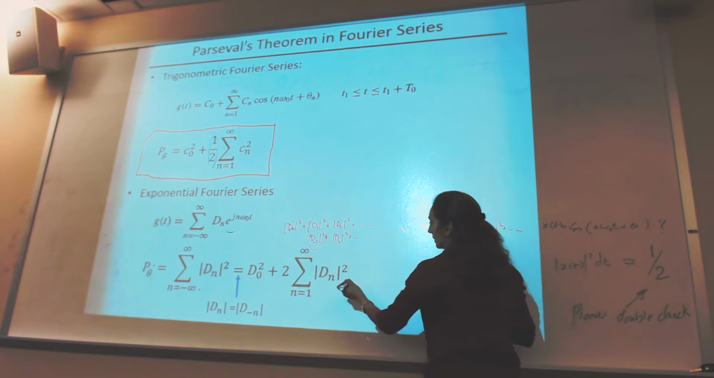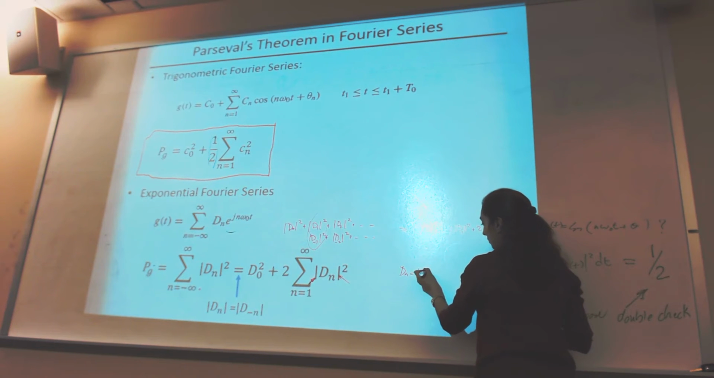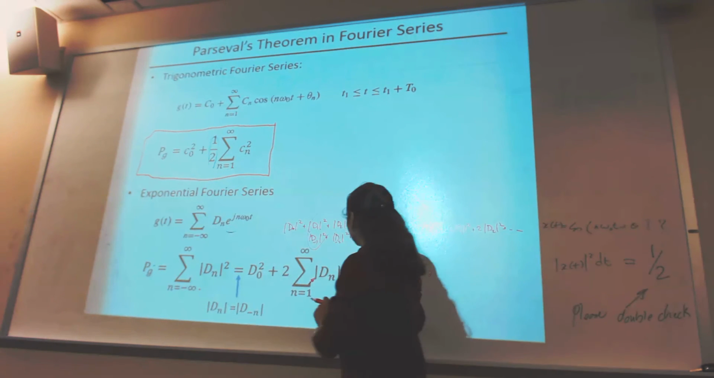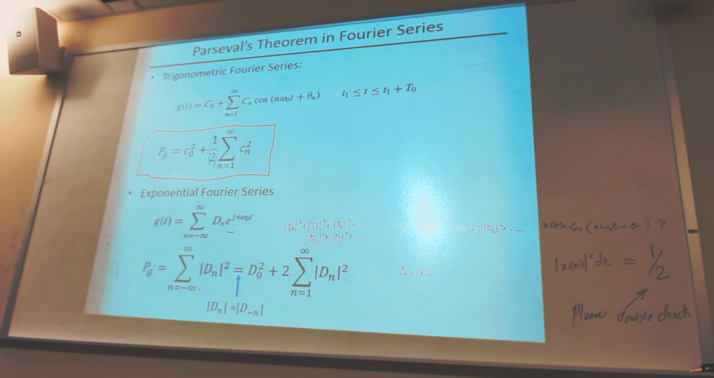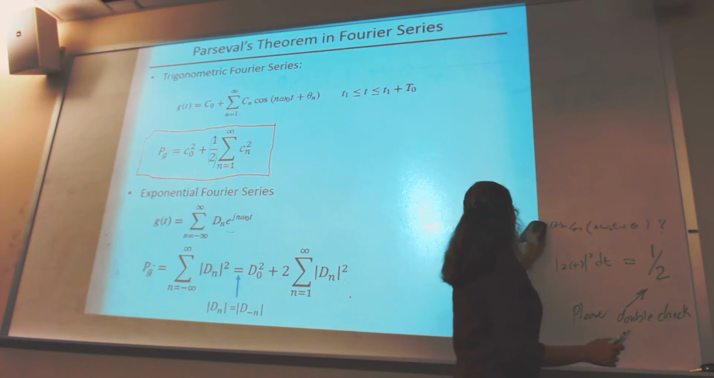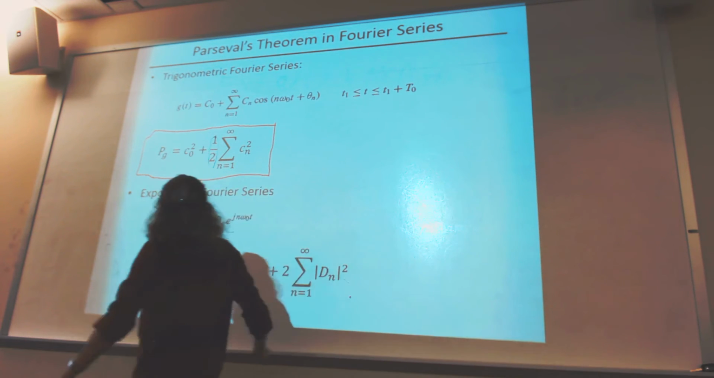And please also remember this is magnitude again. So if my Dn is 1 plus j, you still have to look at the magnitude. Why don't I have an absolute value on the Cn here, but I have it here? What's the difference? The Cn's are all real. Very good. Cn's are always real, but the Dn's could be complex. Therefore, we have to have the magnitude.